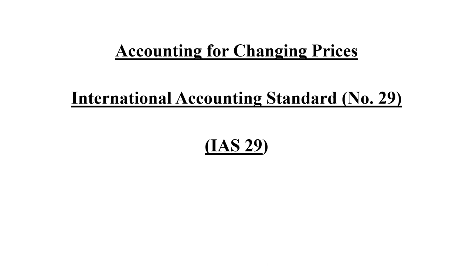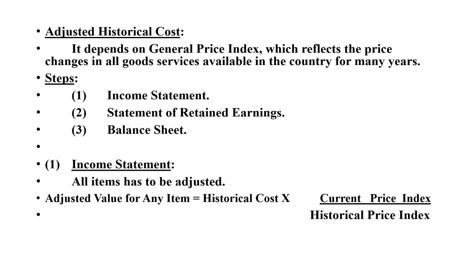Accounting for Changing Prices, International Accounting Standard number 29. It depends on adjusted historical cost, and on the general price index, which reflects the price changes in all goods and services available in the country over many years.